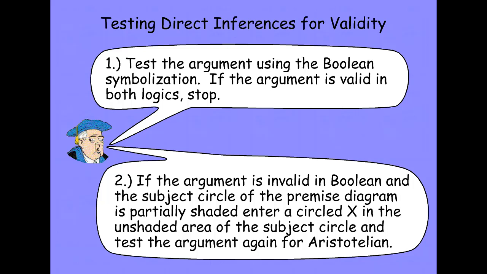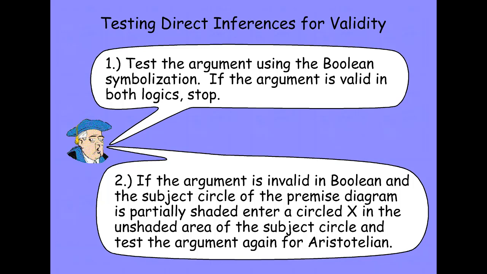And so what we have to do then is test the argument for validity in Aristotelian logic. And because we're clever and lazy, like all good logicians, we don't worry about the conclusion diagram. That's not going to change anything. We only worry about our premise diagram, and only the subject class of the premise diagram for these direct inferences. We want to make sure that subject class has at least one member, that there's an X somewhere in that subject class. If there's already an X in that subject class, then we don't have to change that diagram at all, and we go and test now for Aristotelian validity using those same diagrams.